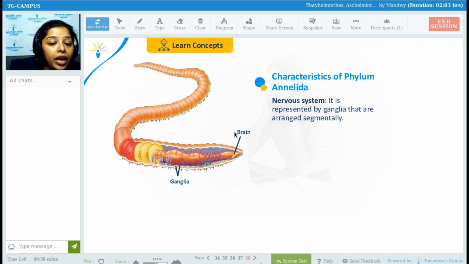In another segment, they have the nervous system. So what is the nervous system they have? Ganglia. The nervous system is ganglia. In one of the segments they have ganglia and in another segment they have a brain. So all together it is the nervous system.